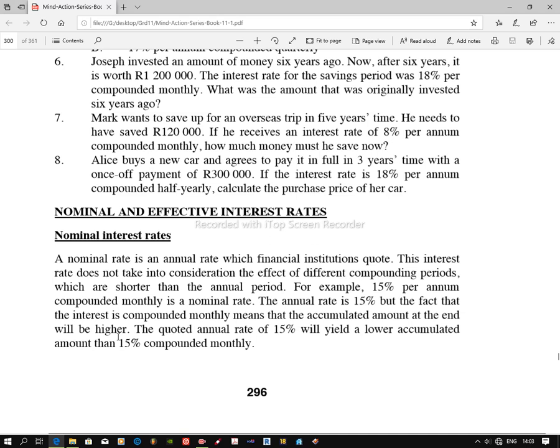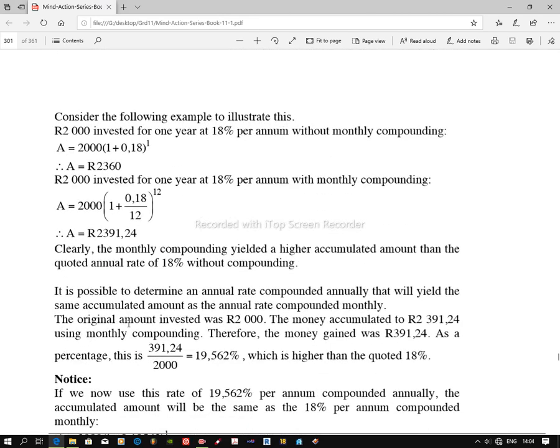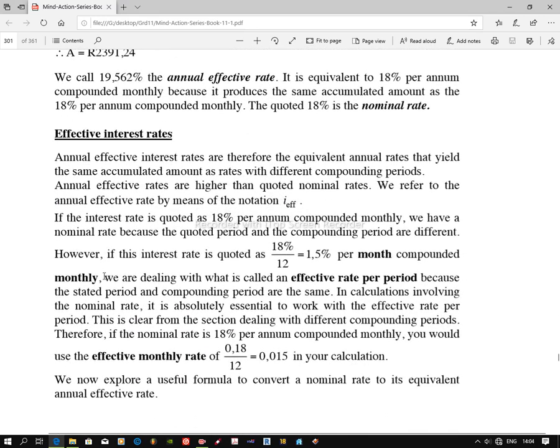Obviously, you know that if you are receiving interest monthly compared to annually, you are going to accumulate more money. You understand? So those are the things that you must know. The quoted annual rate of 15% will yield a lower accumulated amount than 15% compounded monthly. So annually will be less and monthly will be higher. Those are basically the basic things that you must know about this topic.